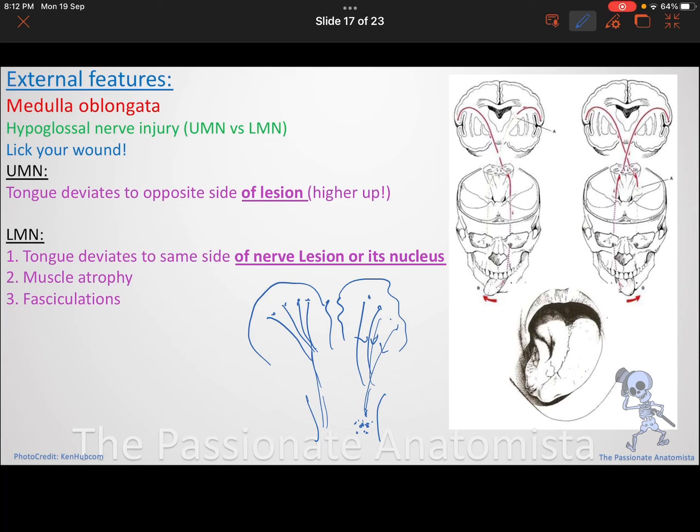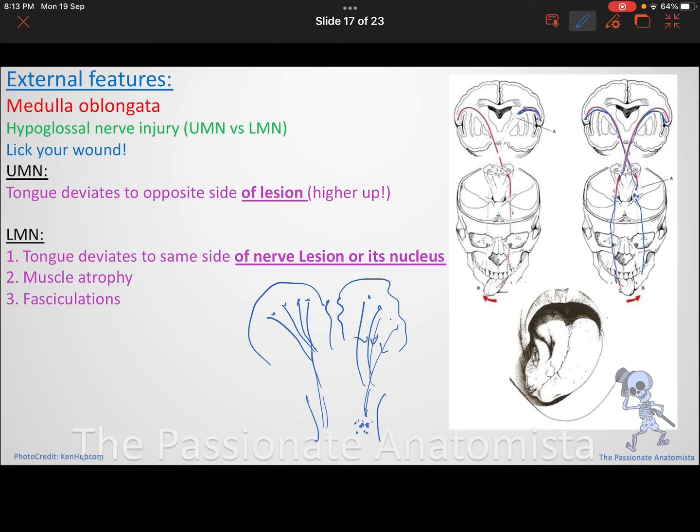What happens is I'm getting the information from the higher center. So the upper motor neuron comes from above, it will cross, and then it will give the information to the hypoglossal nuclei at the butterfly level. And then from there, the hypoglossal nerve will go ahead and supply my tongue muscle ipsilaterally, right? Because all cranial nerve nuclei go ipsilateral to the same side of the target. But the upper motor neurons, they cross.